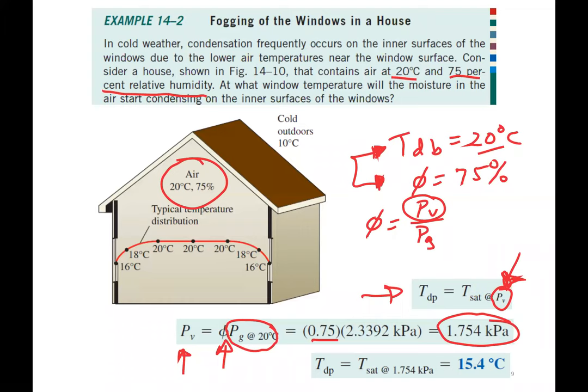Okay, so now we use that 1.754. Now we look up the saturation temperature at this pressure, and you get 15.4 degrees Celsius. So if the surfaces of the windows are lower than that temperature, we're going to have moisture on the inside surface.